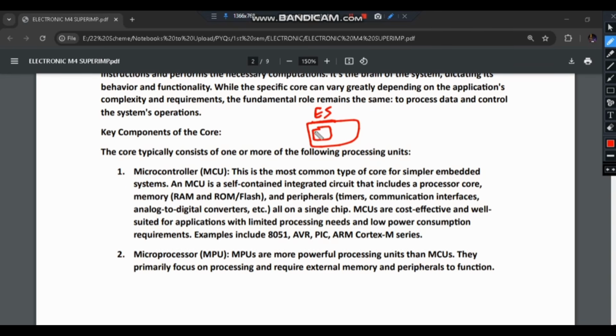Inside that there is a core. Inside the core there are a few things. The first one is the microcontroller. A microcontroller is used for embedded systems. It is a self-contained integrated circuit. It has the memory and the peripherals for input output. Examples include 8051, AVR.